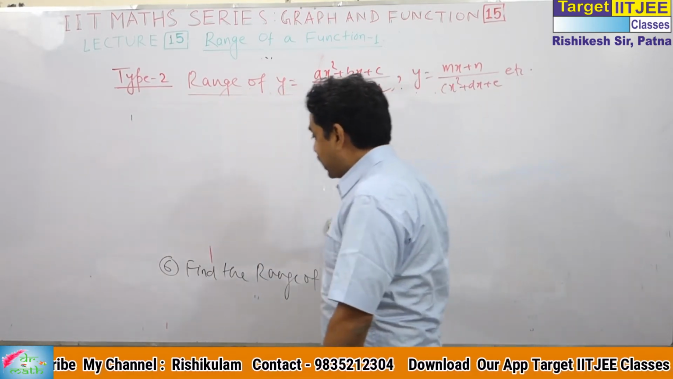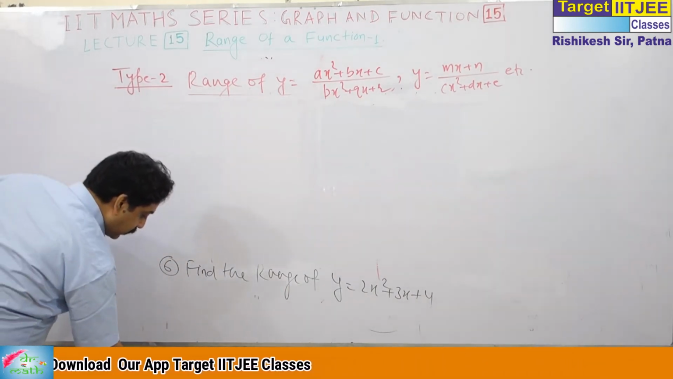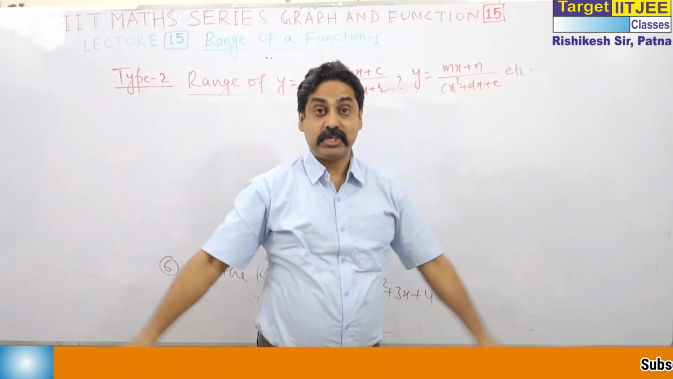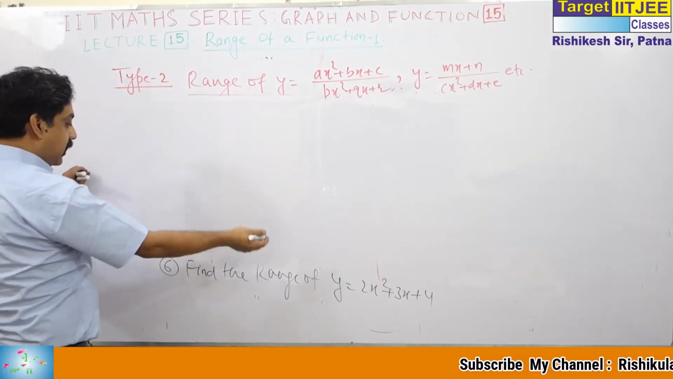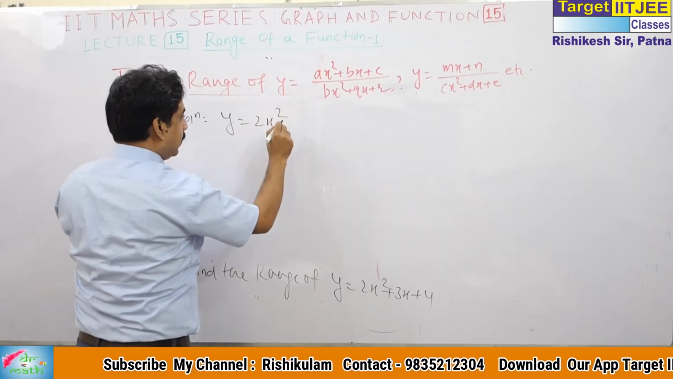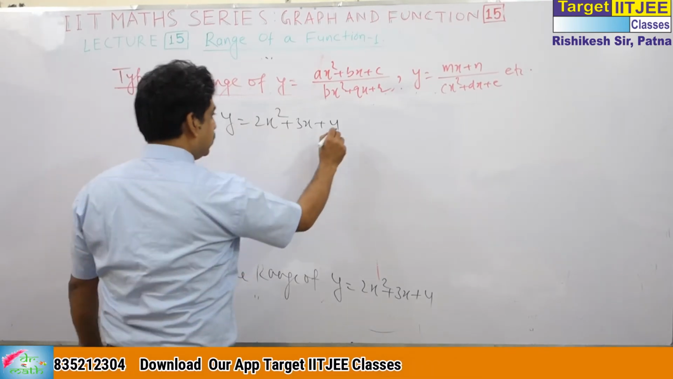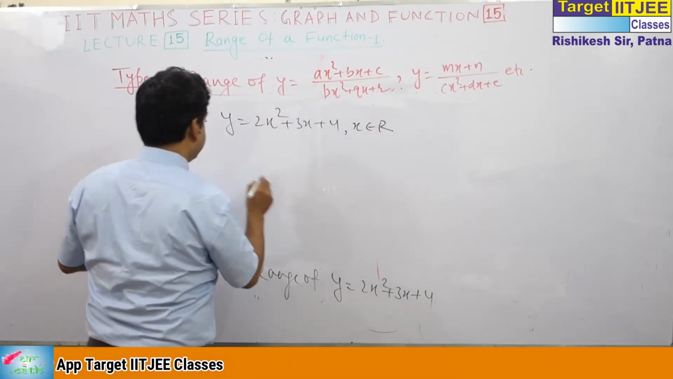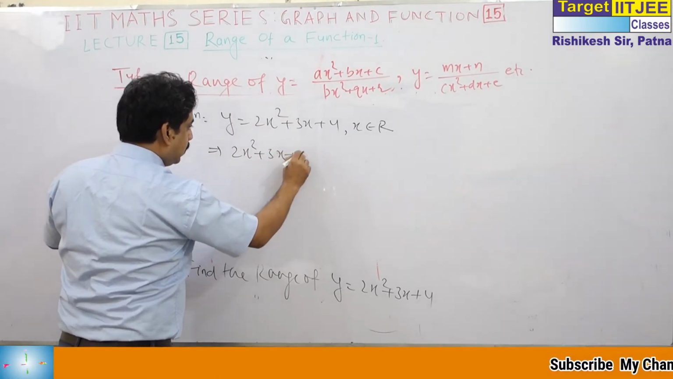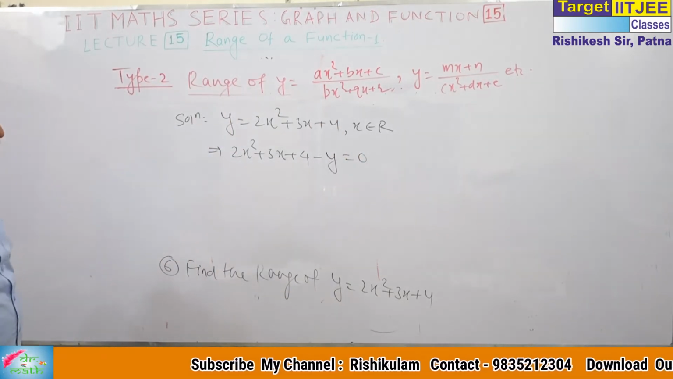Gradually you get command over range, and as you get command over range, you definitely get confidence in mathematics, because range means you are seeing the whole nature. Now see how I do this. Actually y is equal to 2x square plus 3x plus 4, where x belongs to R. Always define this. So 2x square plus 3x plus 4 minus y is equal to 0.